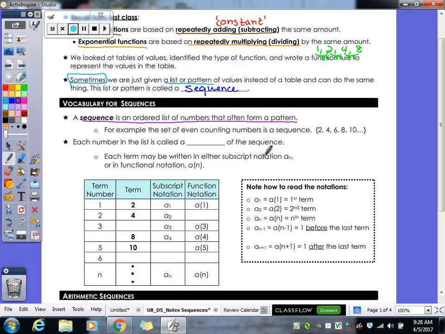So for example, this list of numbers right here is a sequence. Those are what we call the even counting numbers, 2, 4, 6, 8, 10, and so on. So that is a sequence of numbers. There's a pattern to it. How do I get from one number to the next? You're adding 2 every time. So that's our pattern. It's always plus 2, plus 2, plus 2. So this represents a linear function, just like we were talking about last time, since you're always adding 2. So this would be a linear sequence, because you're always adding 2 to get you to the next number.